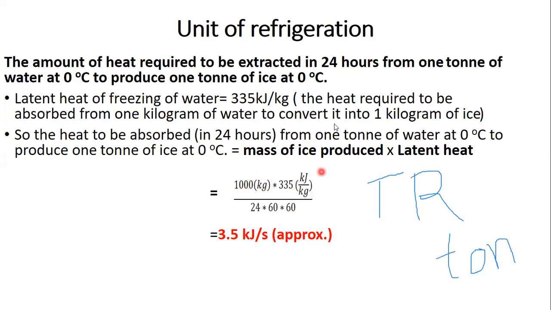all these actions happening in 24 hours. So divided by 24 hours, 1 hour is 60 minutes, so 24 into 60, and 1 minute is 60 seconds, so again 24 into 60 into 60. So approximately the value comes around 3.5 kilojoules per second. So 1 TR or 1 ton of refrigeration is nothing but 3.5 kilojoules per second.